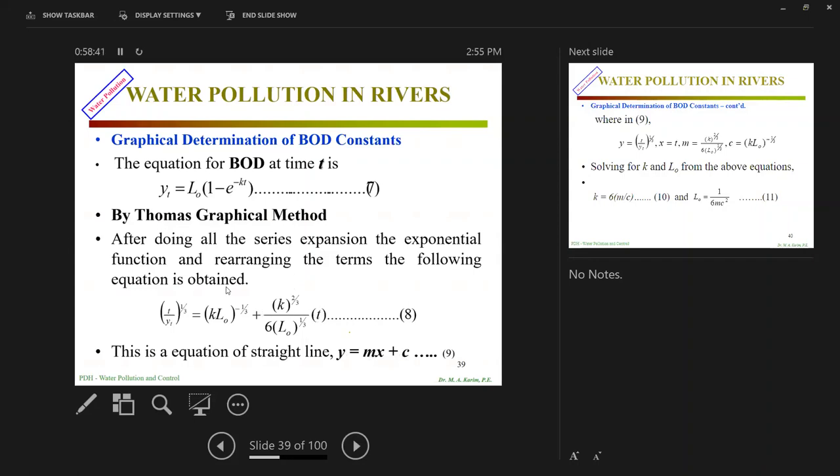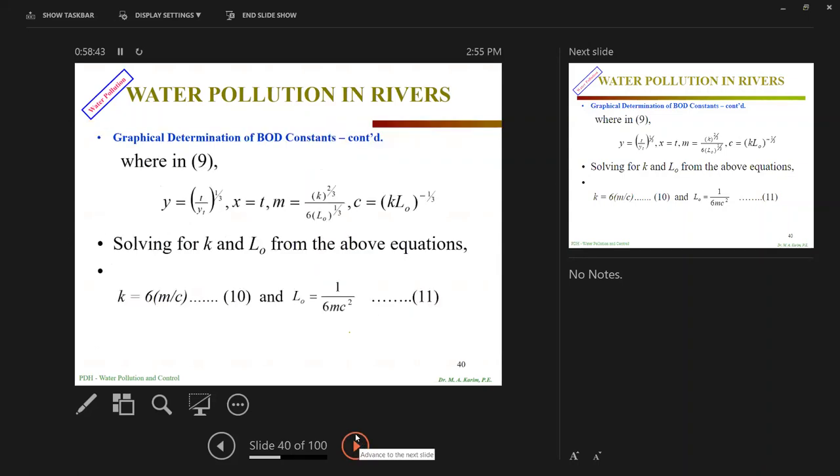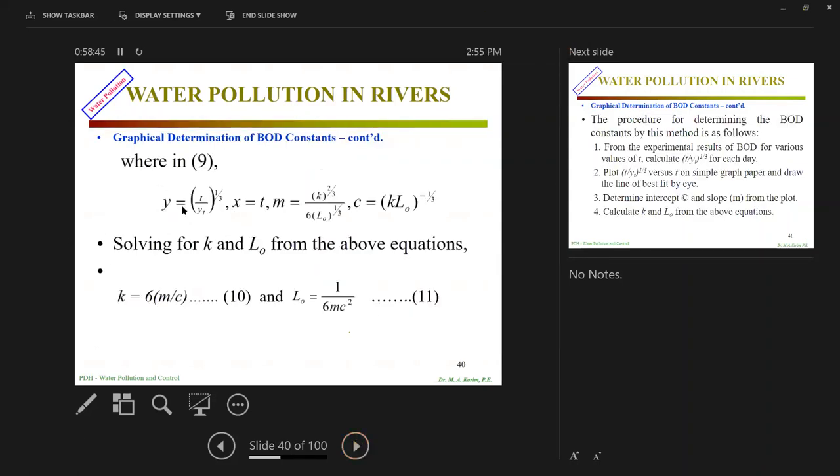Once we find m and c, then we can use the two equations from here. So y equal to this, x equal to t, m equal to this, c equal to this. If I know my m and c from these two equations, I should be able to calculate my k and L0. So if I do that, then k is equal to 6m over c, and L0 equal to 1 over 6 m c cubed. So that's how we can find the k value for the given data.